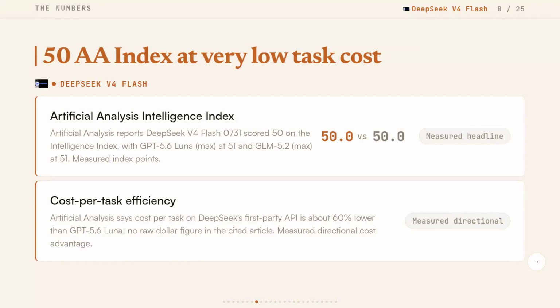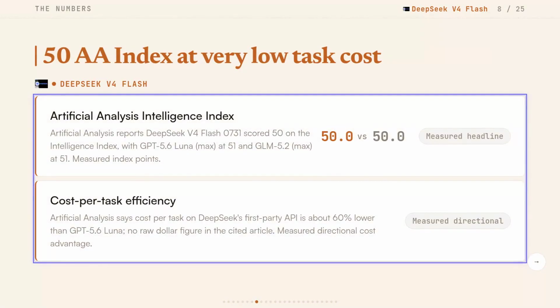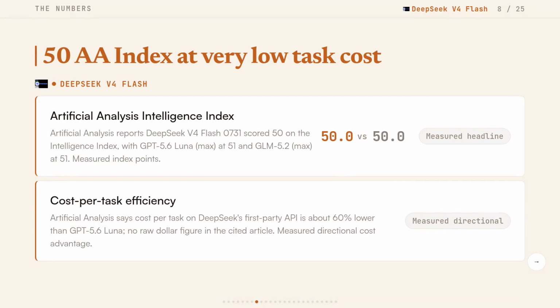Artificial Analysis published the score directly. DeepSeek V4 Flash 0731 lands at 50 on their intelligence index with GPT 5.6, Luna Max, and GLM 5.2, Max both sitting at 51. 1 point back from the leaders, and the cost per task on DeepSeek's own API runs about 60% lower than GPT 5.6 Luna Max. No raw dollar figure in the cited article, but the index score itself is a real, independently measured number.